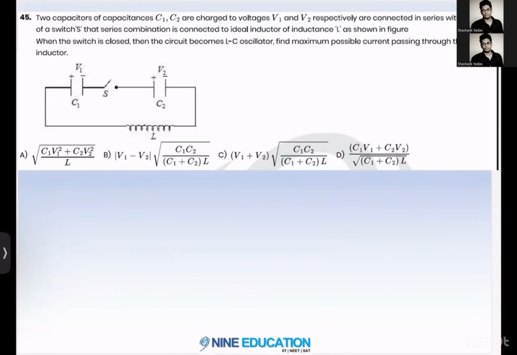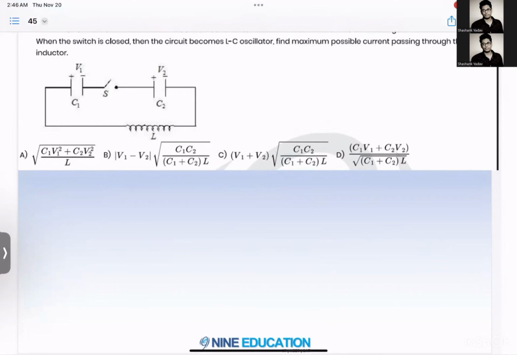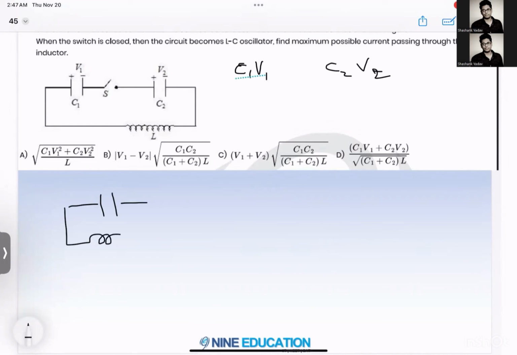So in this next question, two capacitors which have capacitances C1 and C2 are charged to voltages V1 and V2. That means we can say the charge on these capacitors can be calculated as C1 V1, maximum charge on this capacitor, and C2 V2, maximum charge on the other capacitor. They're asking us what is the maximum possible current. See, these two capacitors can be replaced as one single capacitor whose equivalent capacitance can be written as C, and this is L. Now this is an LC circuit.